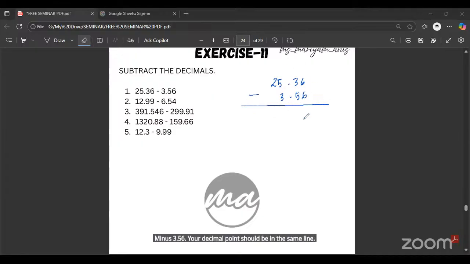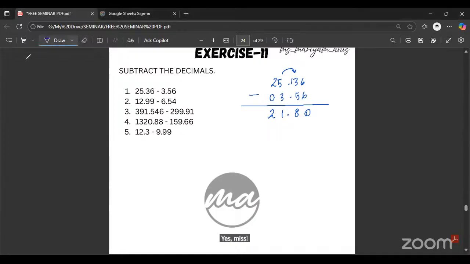6 minus 6 is 0. You can't minus 5 from 3, so you take 1 from here. This becomes 13. 13 minus 5 is 8. Here there's only 4 remaining. 4 minus 3 is 1. Since there is no number here, it's a 0. 2 minus 0 is 2. So your answer will be 21.8. Is it clear? Yes, miss.